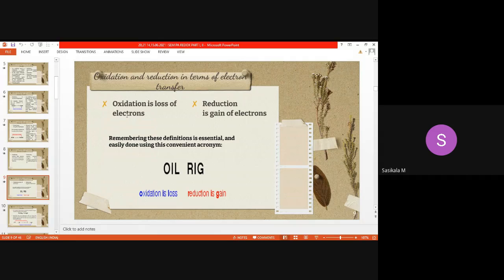Remembering these definitions, we can use the acronym OIL RIG. OIL represents oxidation is loss. O represents oxidation, L represents loss of electrons. RIG represents reduction is gain of electrons. G represents gain. If you remember this, you can easily explain the definitions. Oxidation is loss of electrons, whereas reduction is gain of electrons.